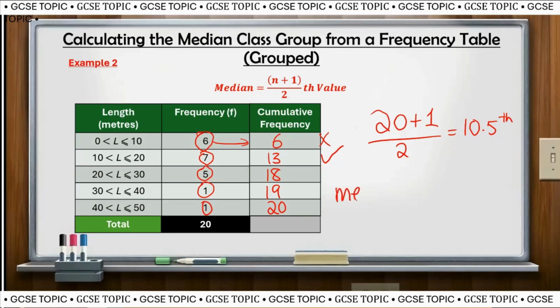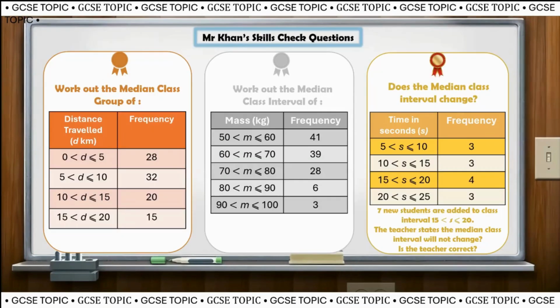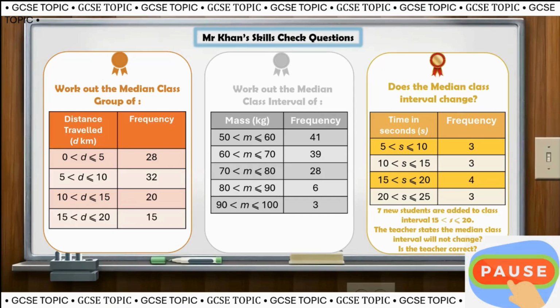So my median is equal to 10, which is less than my length in meters, which is less than or equal to 20. Now that you've seen my worked examples, I would like you to apply the knowledge I've shared by attempting Mr. Khan's skills check questions. Here are Mr. Khan's skills check questions. Please press pause and have a go at the questions on your screen. Once you've completed the questions, press play to mark your answers.